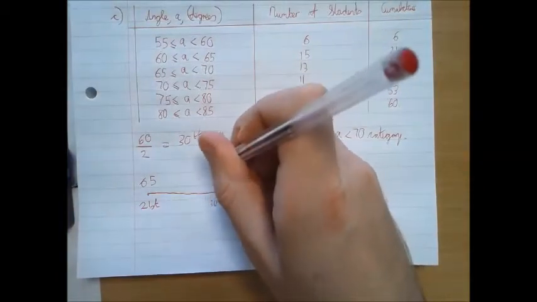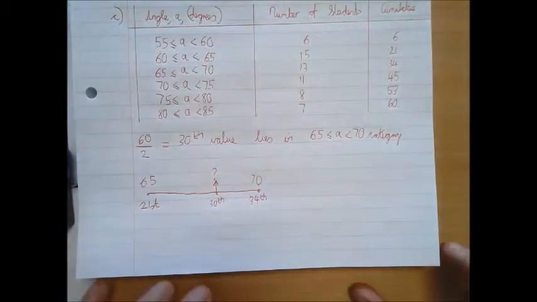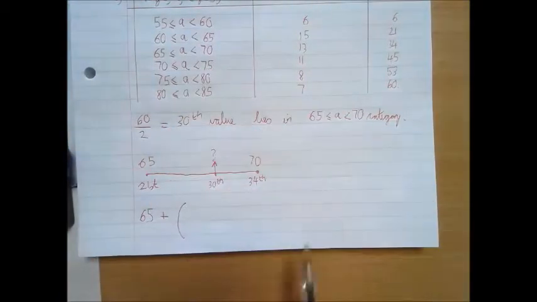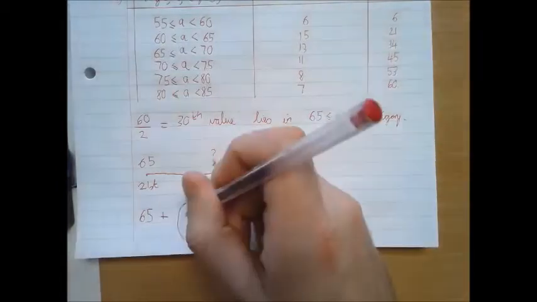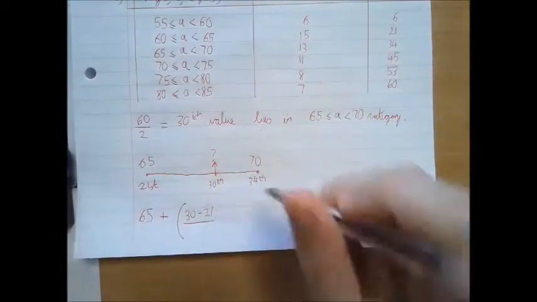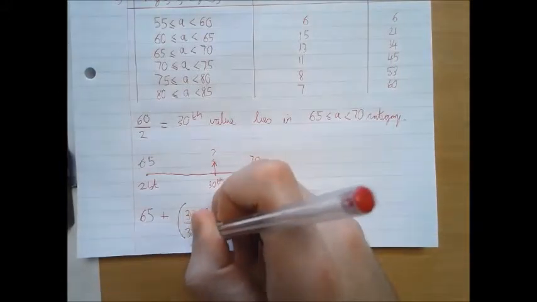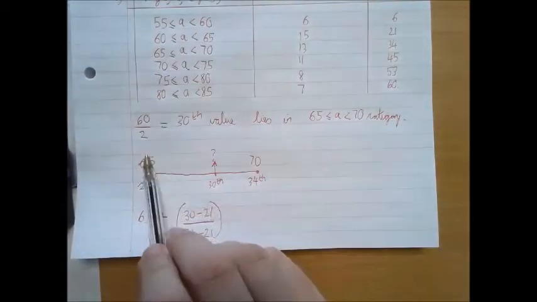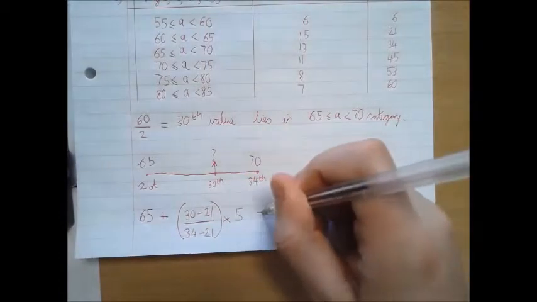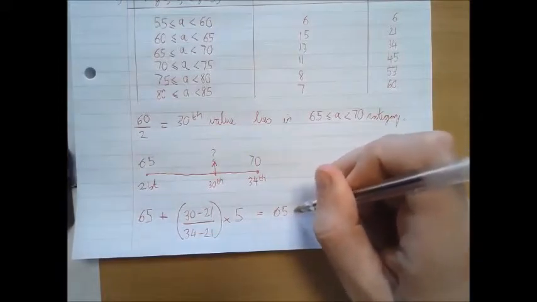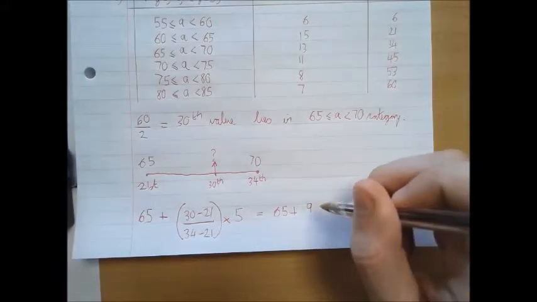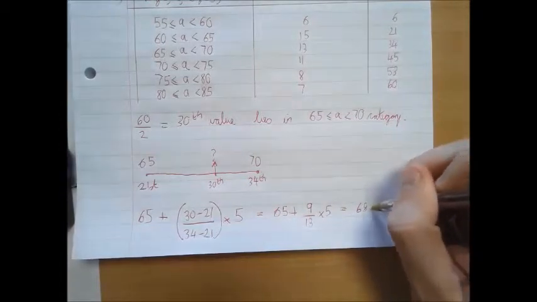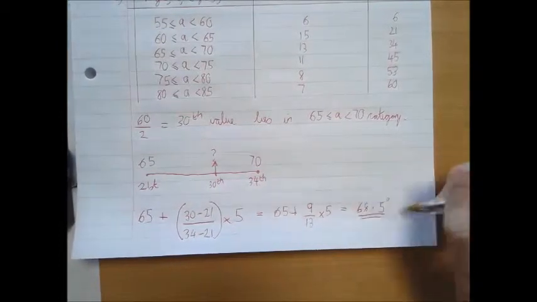So we want to find out what that is there. So again we're going to do the same thing. It's always a lower bound. And then of course it's 30 minus 21, all over 34 minus 21, and of course times the difference between the categories, so we've got a difference of 5. And then if we work that out, that'll be 65 plus 9 over 13 times 5, which will give us 68.5 degrees to 3 significant figures.